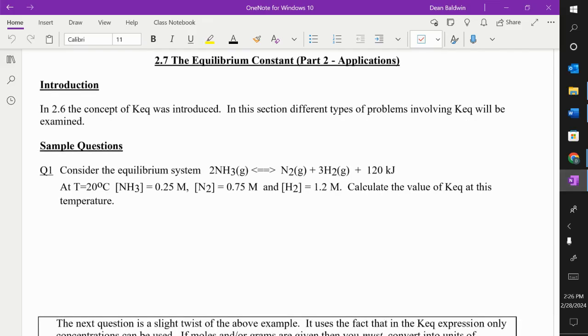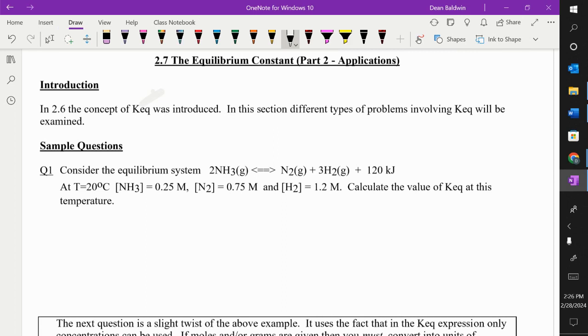So yesterday we looked at KEQ. What is KEQ? It's the concentration of the products divided by the concentration of the reactants. What does not go into KEQ? Solids and liquids. All right.